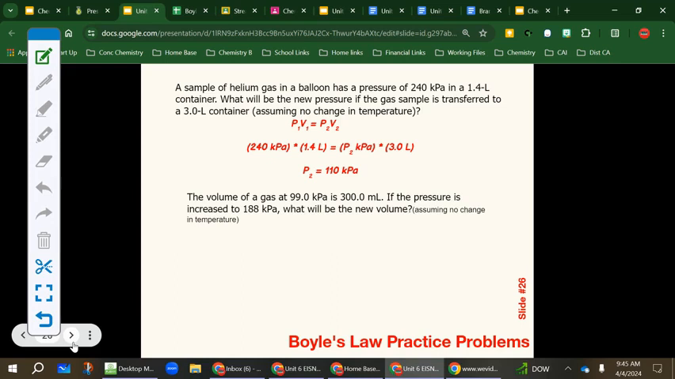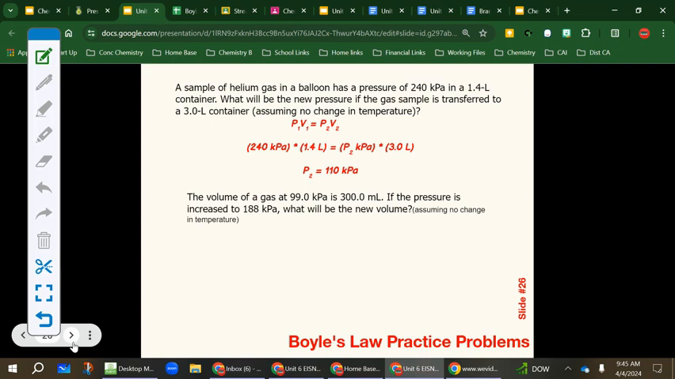If the pressure is increased to 188 kPa, what will be the new volume? Assuming no change in temperature, and also, even though it doesn't say it, assuming no change in amount of gas. For now, we're going to assume no change in amount of gas unless it directly tells us there is a change.